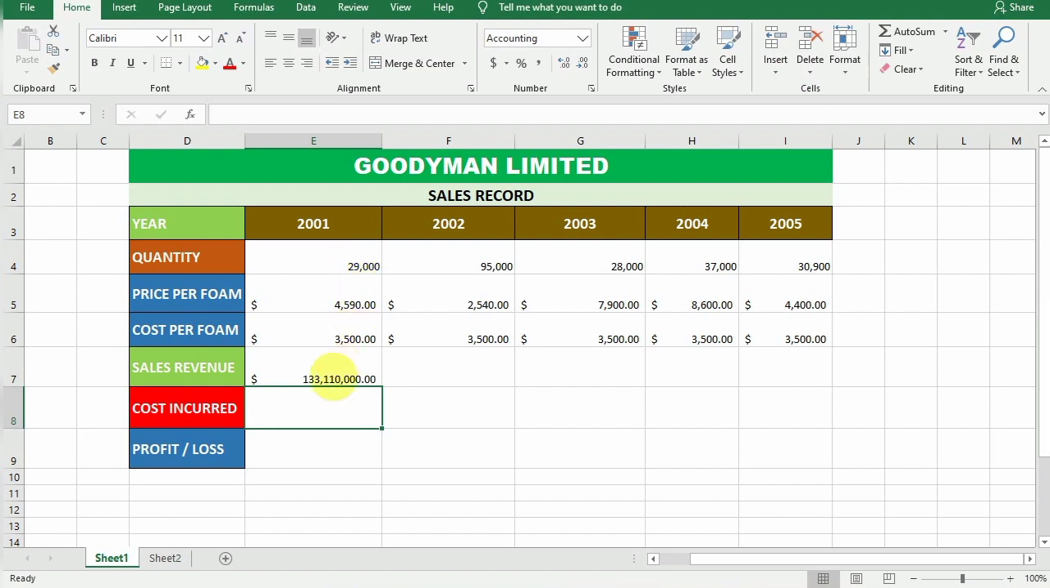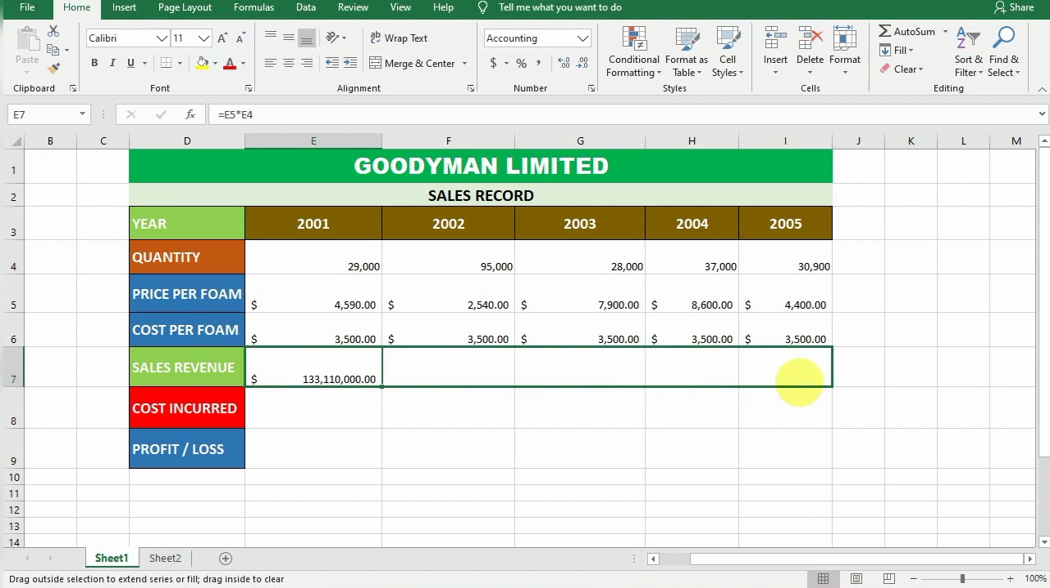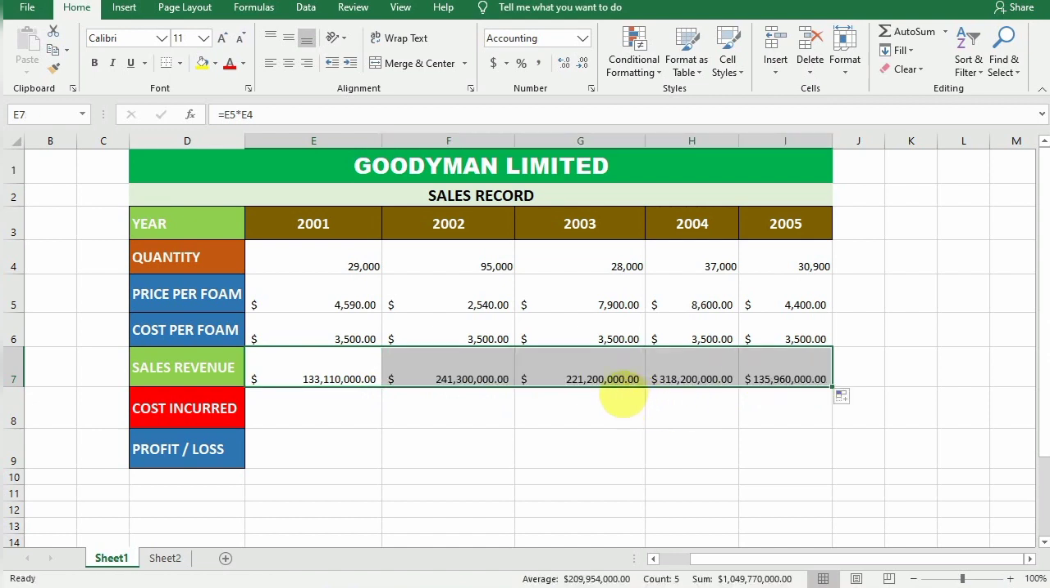Now, next, we're going to find for other years. So we're going to come to the copy handle. Left click, hold it, then drag over. It will give you the calculation for every other year. Okay, and that is cool. I like Excel for that.